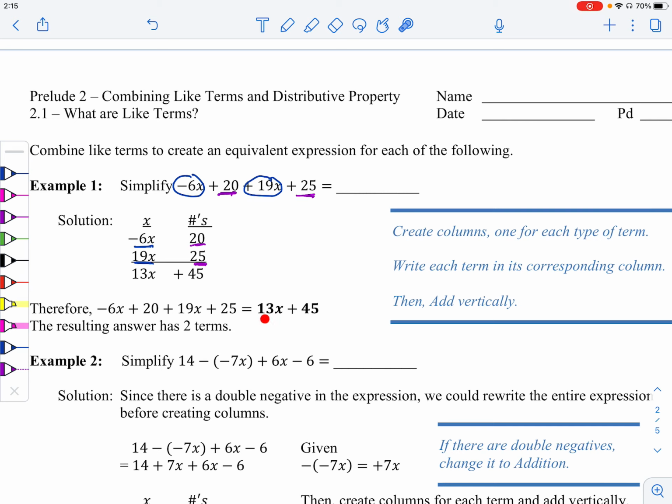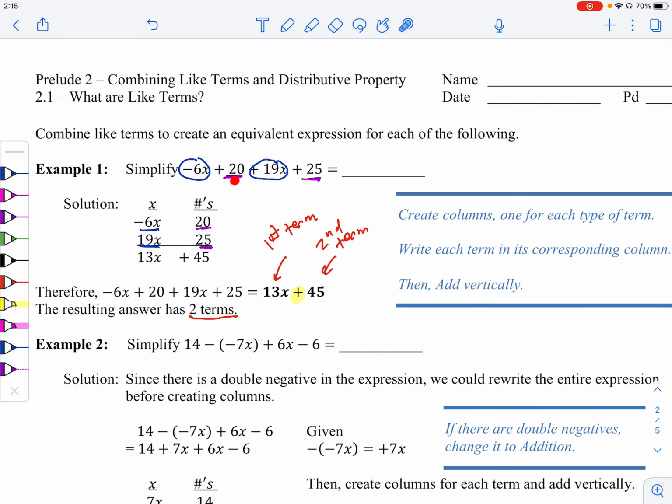And the resulting answer has two terms, right? So this right here, this is your first term. This one right here, this is your second term. You could have many terms, like 1, 2, 3, 4, 5, infinite amount of terms. But this one we have 2. So that's why we say our resulting answer has 2 terms. And they're always separated by some kind of addition or subtraction, right? Separating your terms. So this one started with 1, 2, 3, 4 terms. We combine like terms, our x's and our numbers. Our resulting answer now has only 2 terms.